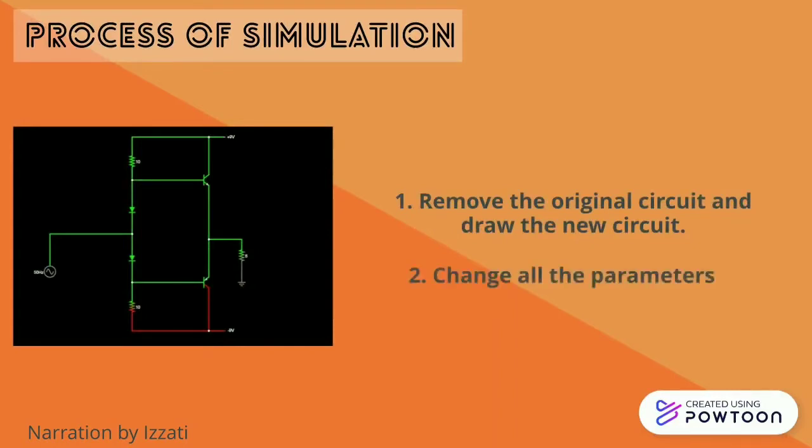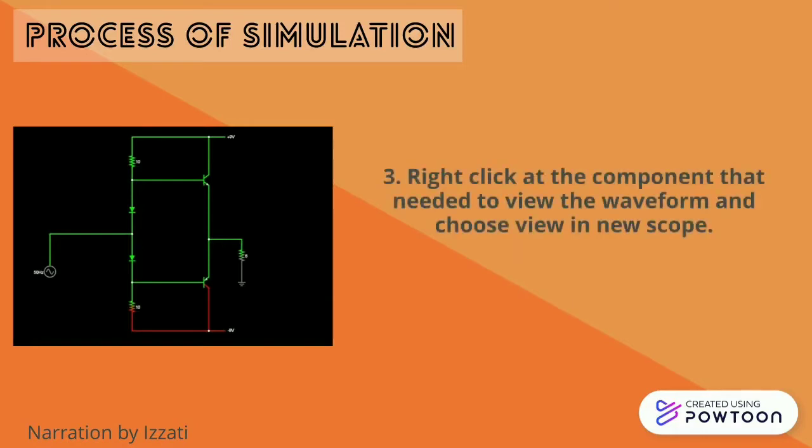Change all the parameters that are used, such as resistor, load, AC source, and others. To view the waveform, you can right-click at the component and choose View in New Scope. Lastly, record all the waveforms and analyze them.